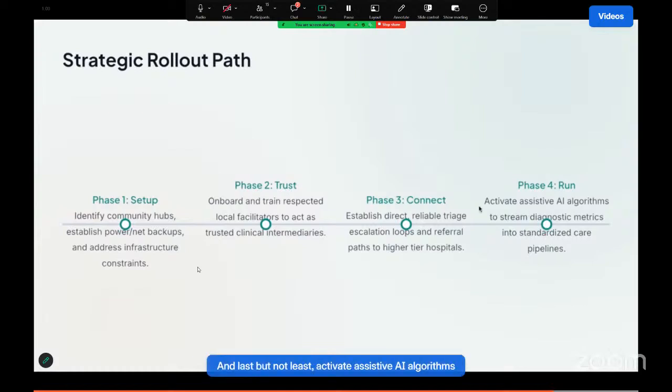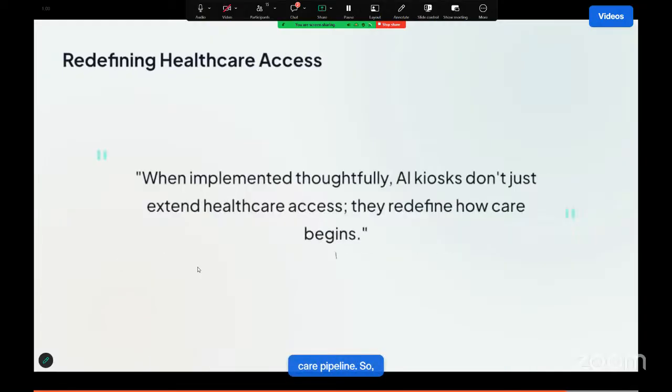And last but not least, activate assistive AI algorithms, not an AI that will take over, to streamline diagnostic metrics and standardized care pipelines.